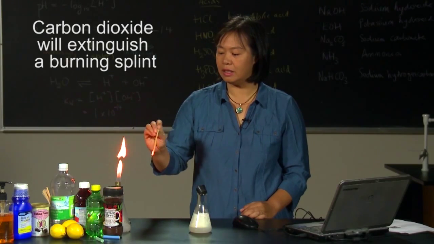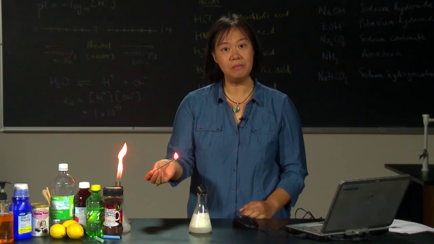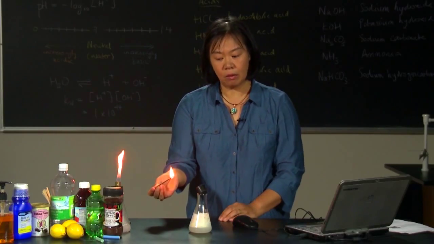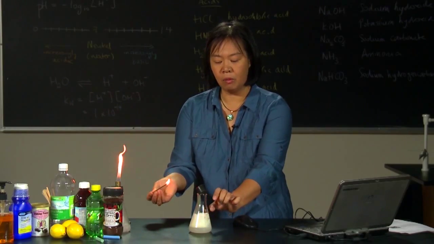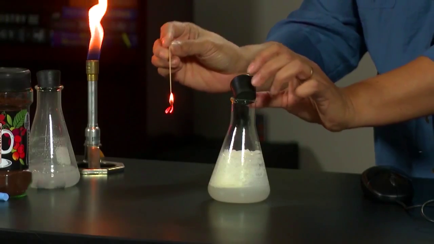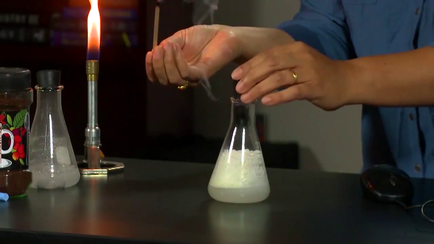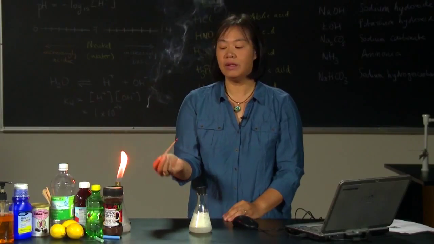Here's a splint. It's on fire. Okay, so let's see. Now, watch carefully. It's not going to touch any of the chemicals. It's just going to go into this space above where there should be lots of carbon dioxide. Okay, see how quickly that goes out? So that's how we test for carbon dioxide gas.